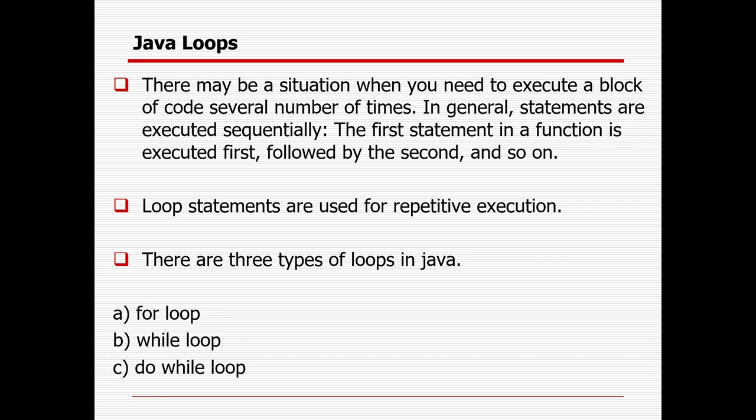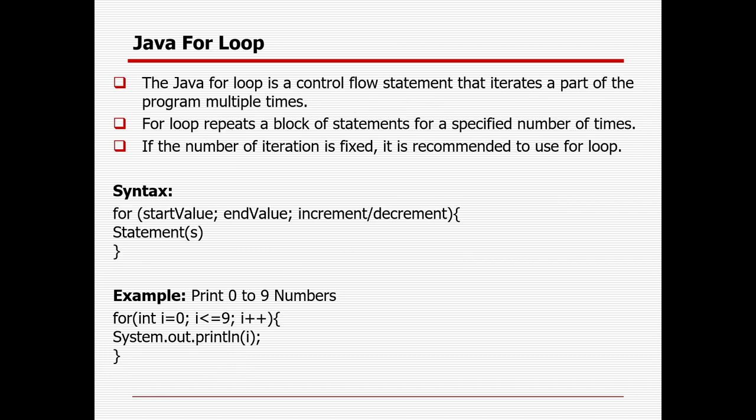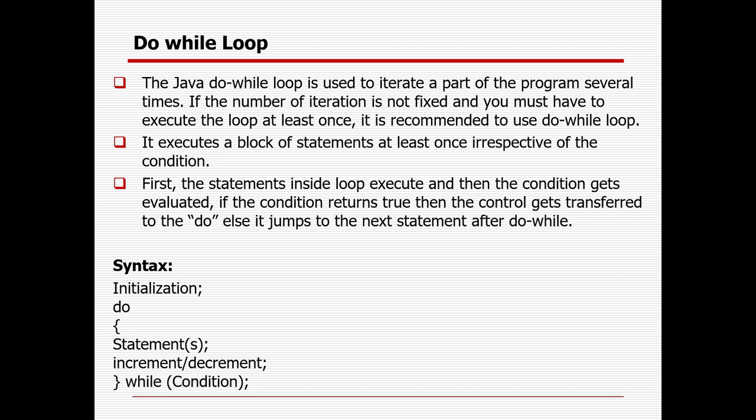There are loops. In case you want to iterate the same thing again and again a number of times, you can go with a loop. There are primarily three types of loop. In case your number of iterations is fixed, you can go with the for loop. In case the number of iterations is dynamic, you can go with the while and do while loops. In a while loop, the condition is checked first and then it will iterate, whereas a do while loop will run at least one time, even if the condition is not matching, and then it will check the condition.